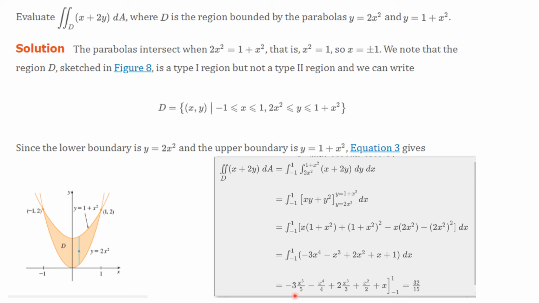I use my techniques of integration, and I'm getting -3 times x to the 5th over 5, minus x to the 4th over 4, plus, I factor out the 2, x cubed over 3, minus x squared over 2, plus x. I evaluate that at 1 and -1. I do expect you to be able to do these calculations, and yes, my friends, there will be fractions. And so you see, what we get for this answer is 32 over 15.